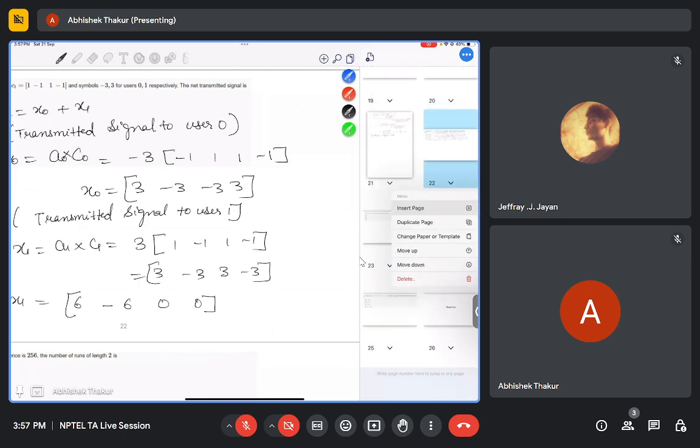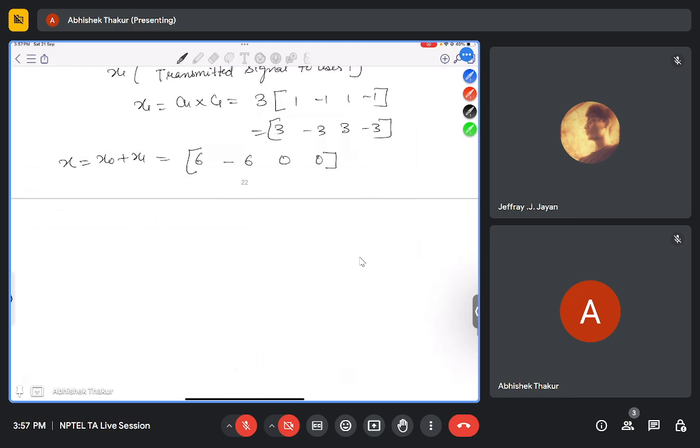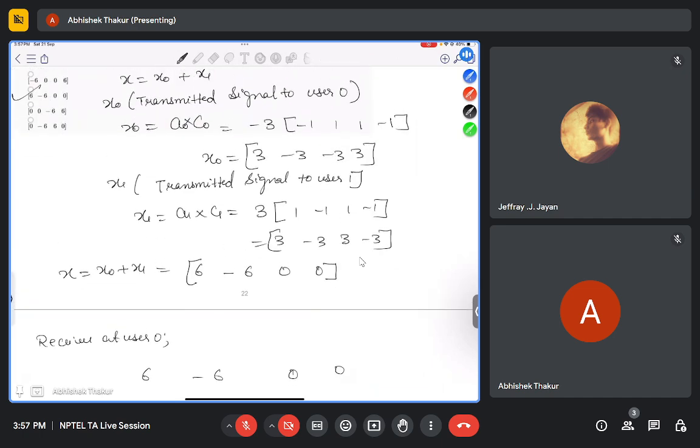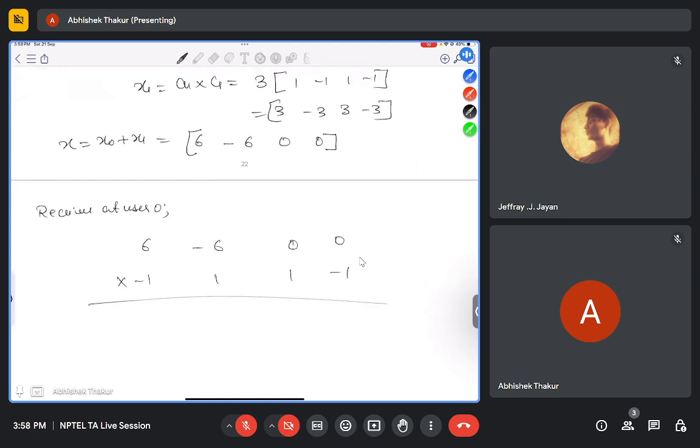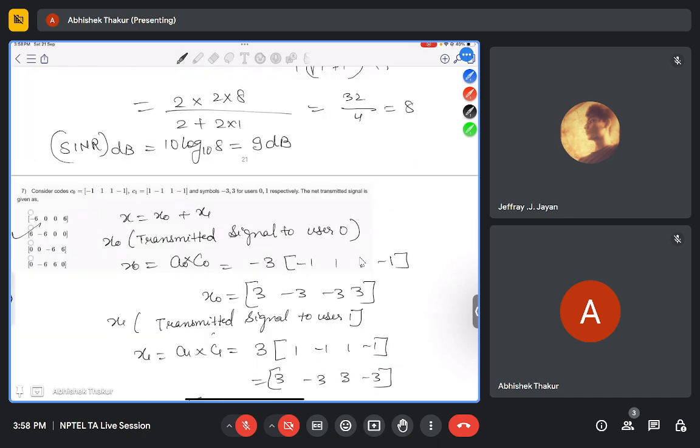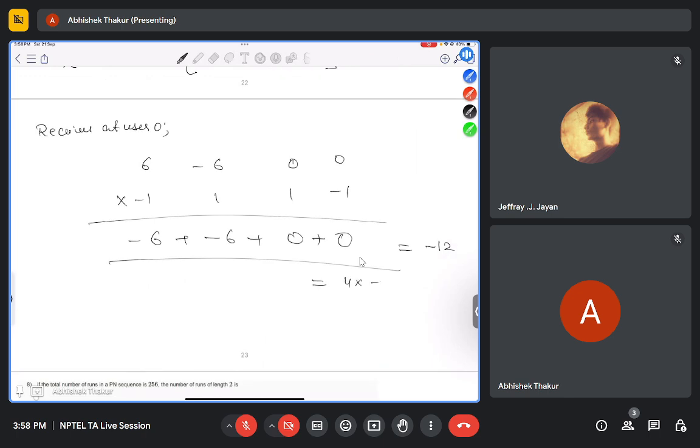So now the receiver at user 0 will receive 6 minus 6 0 0 multiplied with the code, that is minus 1 1 1 minus 1. It will receive minus 6, minus 6, 0, 0. So that is equal to minus 12. That is equal to 4 into minus 3, that is equal to k into a0.